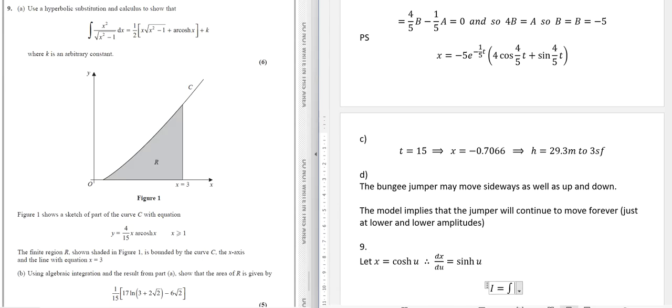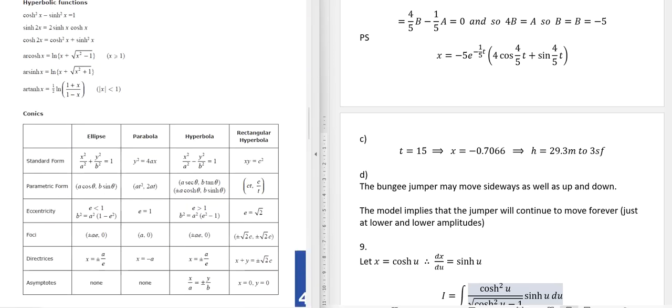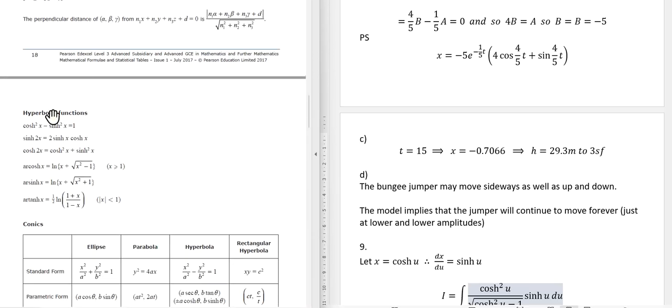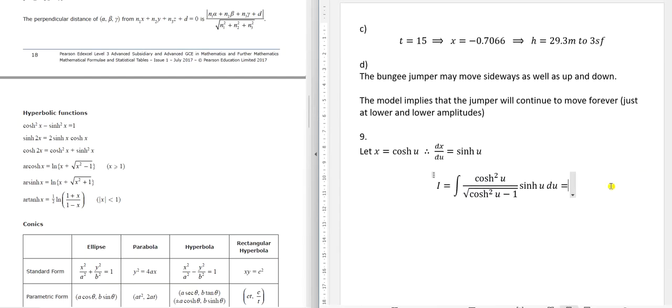And my integral is going to become, well, x squared is cosh squared u. On the bottom, we've got the square root of cosh squared u minus 1. This is a point where the sinh u du gets swapped out for dx. But I would look back at the formula book to remind myself of the hyperbolic identities. Hyperbolic functions obey these rules. Cosh squared x minus 1 is sinh squared x. As we might have suspected, that makes a lot of sense.